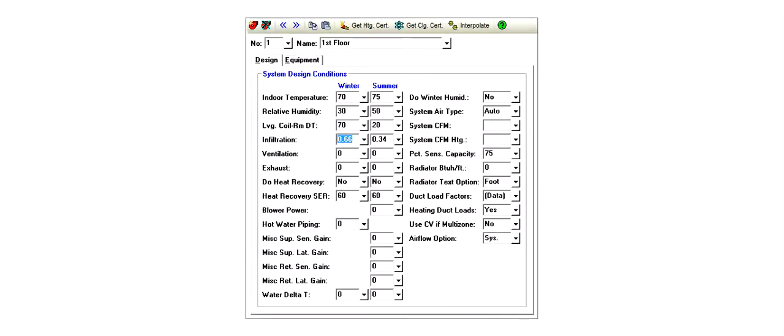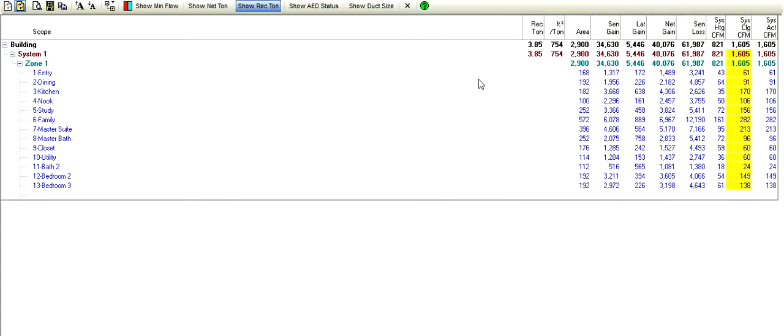Now when we look at the load, this is the load for that retrofit house. In the summer, 40,000 BTU of heat is entering the house, and in the winter, almost 62,000 BTU of heat is leaving the house.